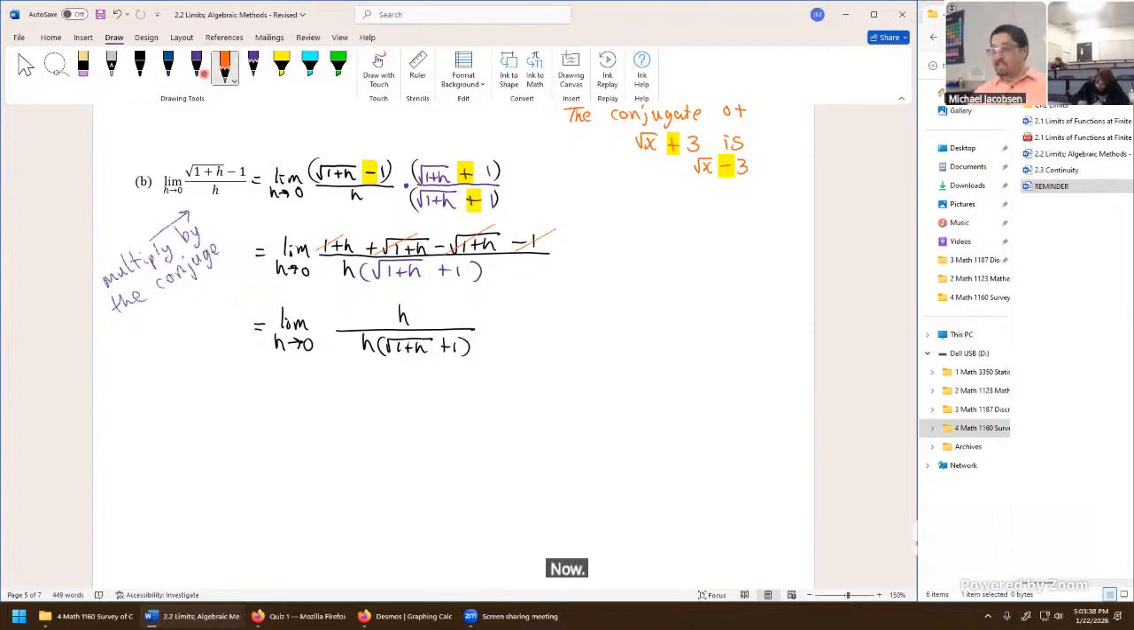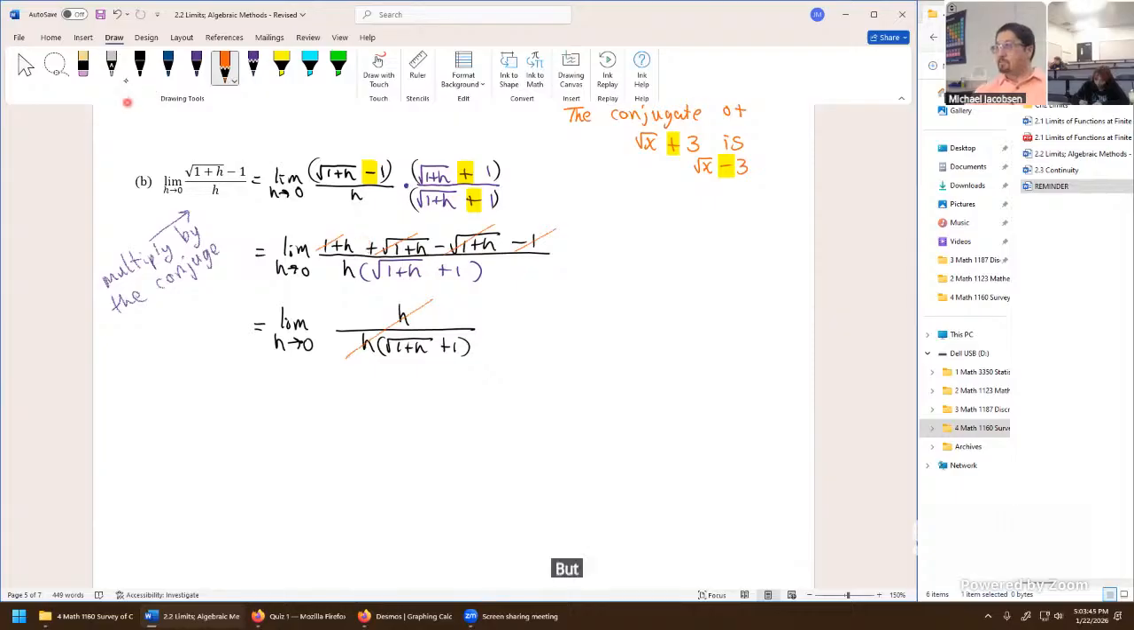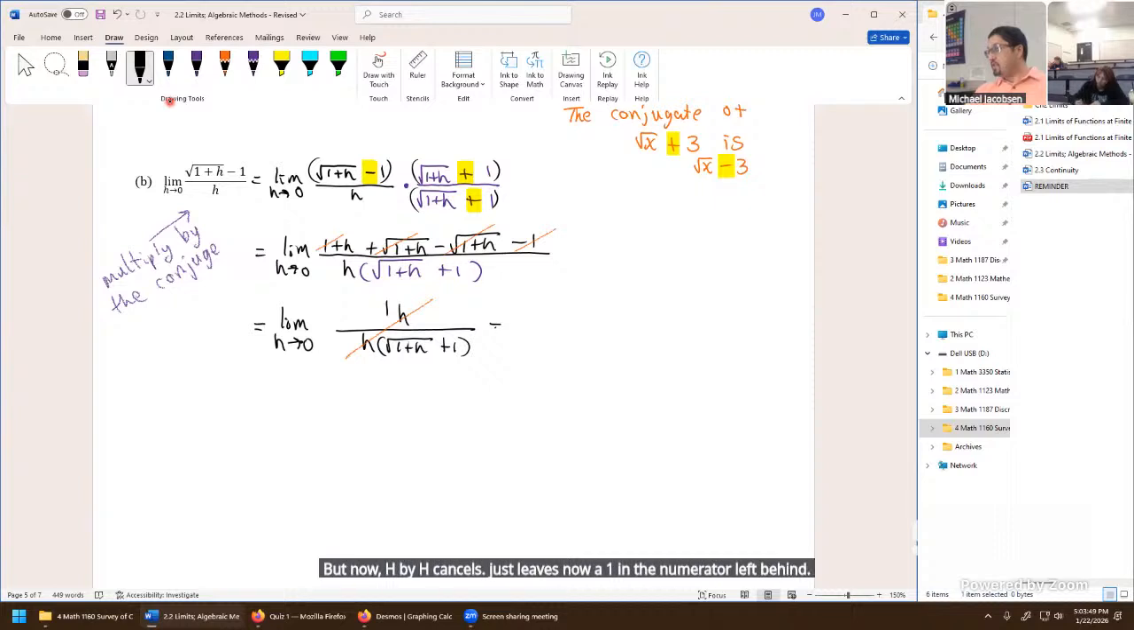Now this is the next level of cancellations. You could have done it on this step. That would have been totally fine. But now h by h cancels. Just leaves now a 1 in the numerator left behind. So this is the limit.